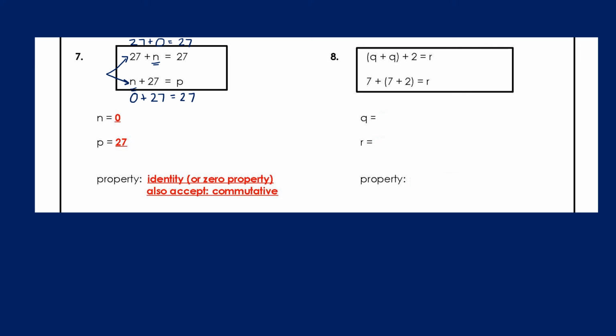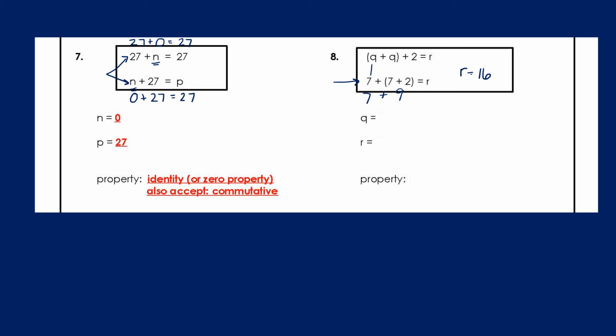Question number 8, we have Q plus Q, or the sum of the two Q's, plus 2. And then we have the sum of 7 plus 2, and then add 7, and that equals R. All right, so I'm going to go down to the bottom here first. 7 plus 2 is 9, plus 7 equals 16. Okay, so R is going to equal 16.